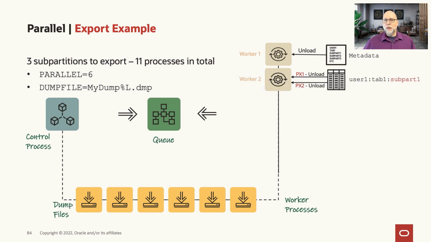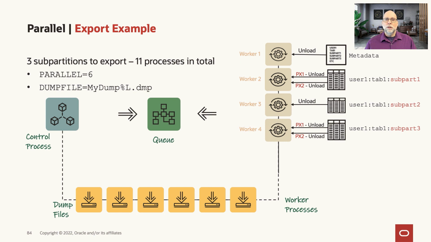And then the next worker might look at a partition and say, that is above the threshold of size where we would use intra-partition parallelism of external tables. So instead of just unloading that data myself, I will call parallel query and invoke 2 PX processes to unload that partition in parallel. And then the next subpartition might be smaller. Maybe it's below that threshold. So we have maybe 1 direct path unload of that subpartition.